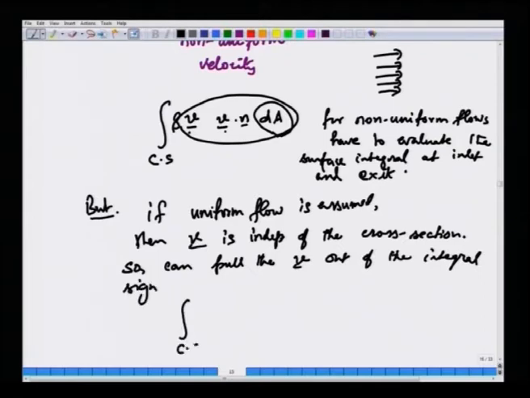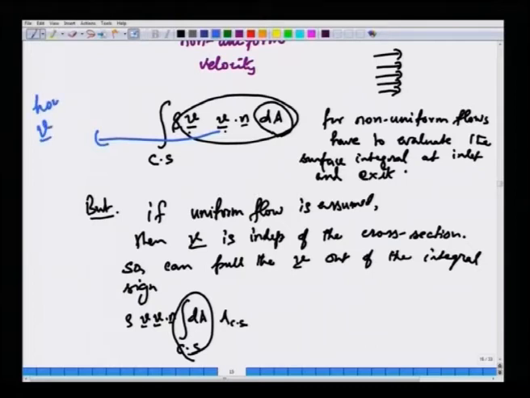So, you will have rho v dot n dA. The integral over dA is simply the area of the cross section or the control surface. So, things become much simpler when the flow is uniform. If the flow is not uniform, we need to have knowledge of how velocity varies with the cross section.